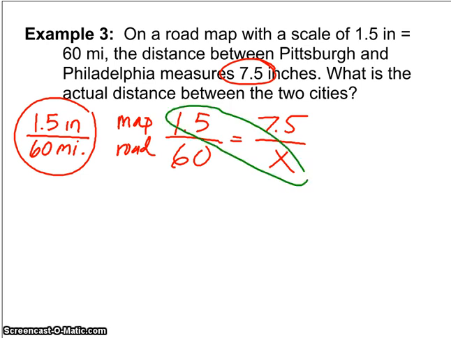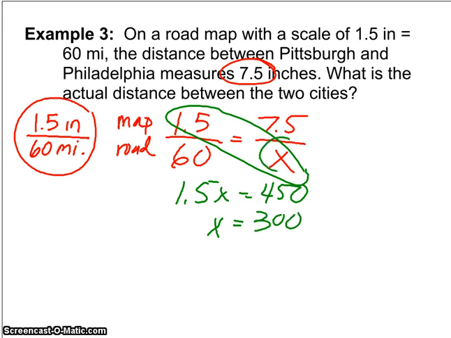So once again, cross multiply. 60 times 7.5, 450. Divide both sides by 1.5. X ends up equaling 300. And 300 represents the actual distance. So what are my units? Miles. The actual distance. And that is it, Panthers.